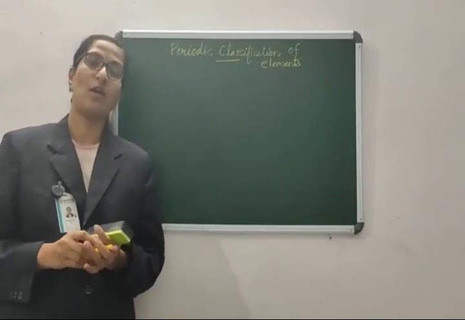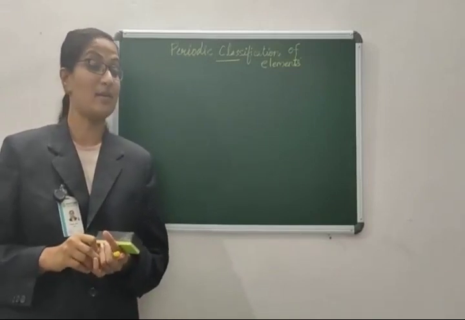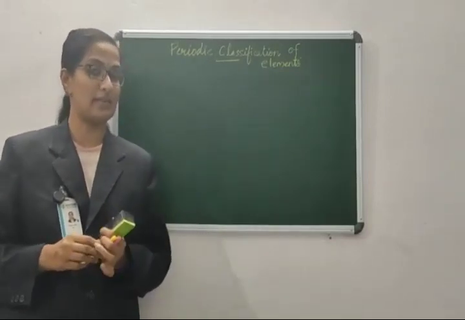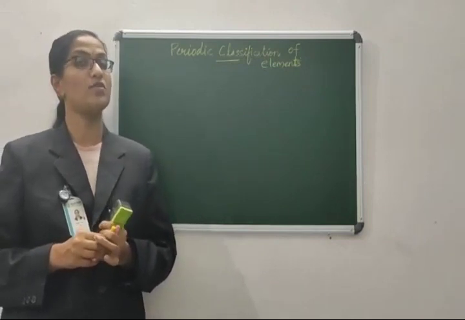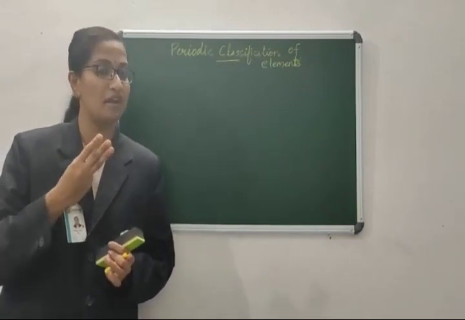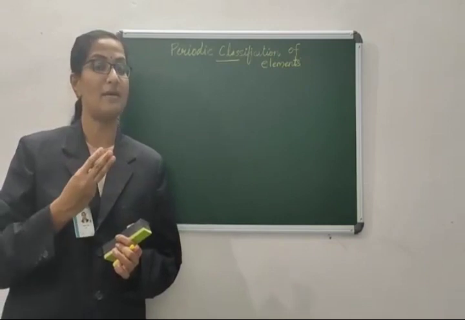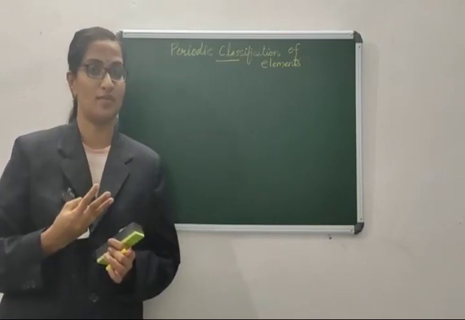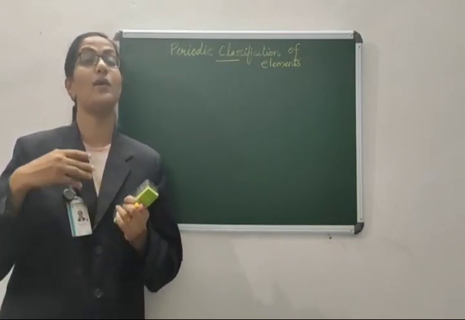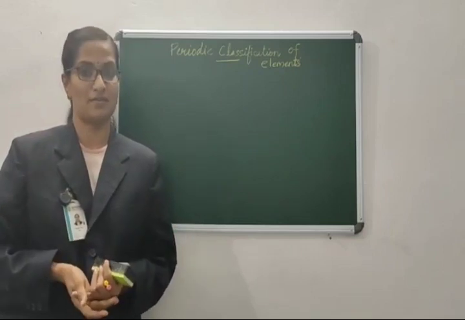Okay, so what you observed, there are some limitations of Dobereiner's triads. Dobereiner's triads are possible only for 3 sets of elements. For the rest of the elements, it is not possible. So, how will you arrange the rest of the elements?